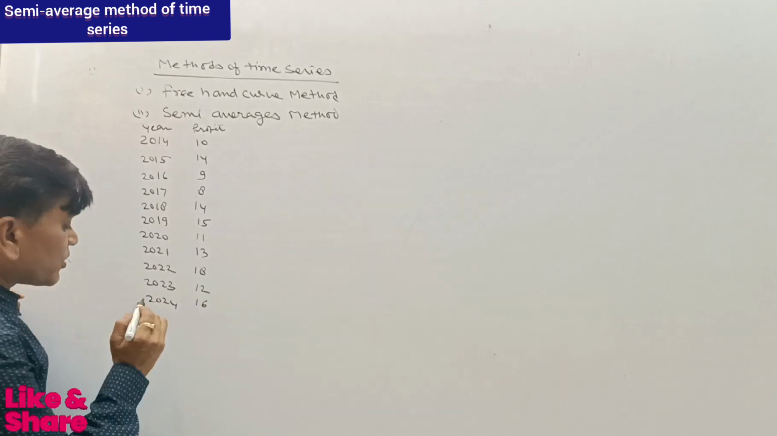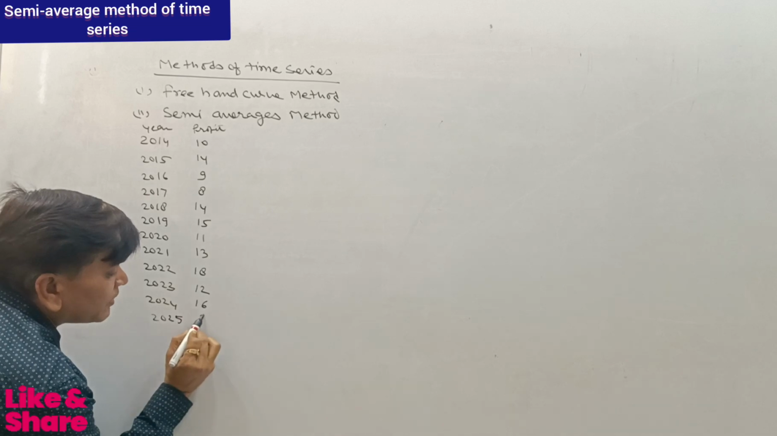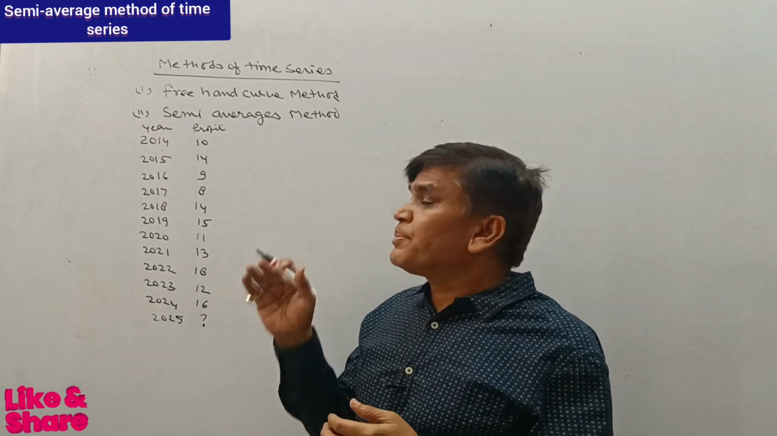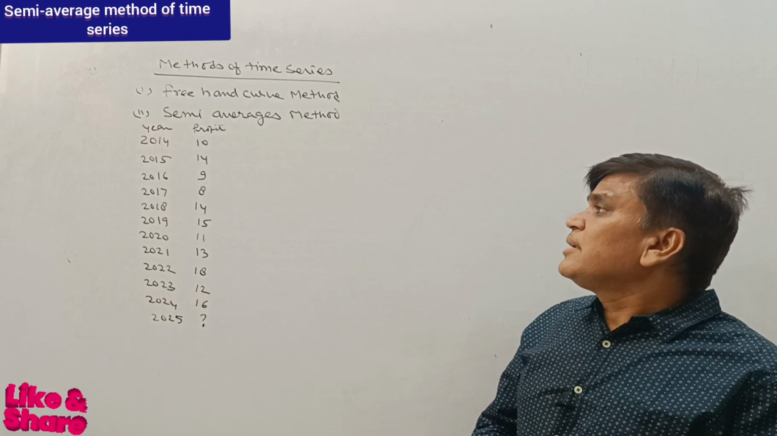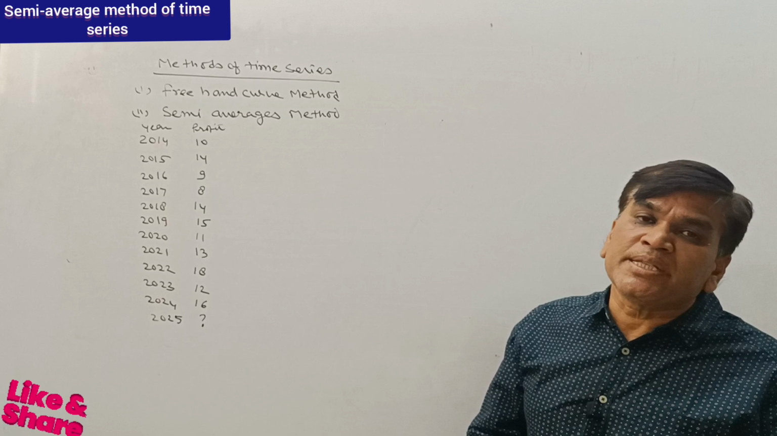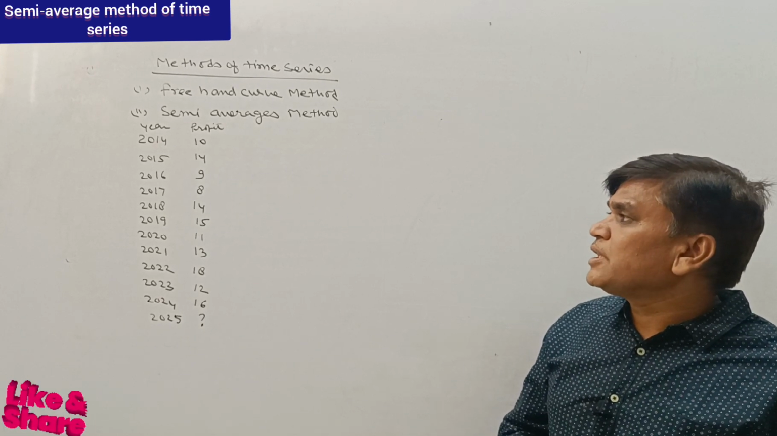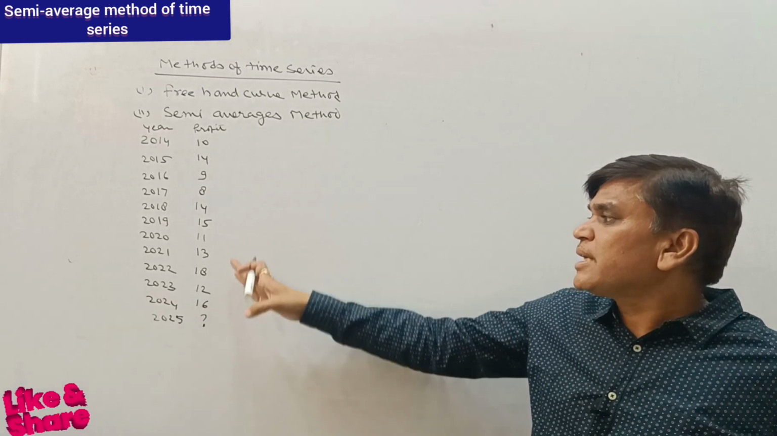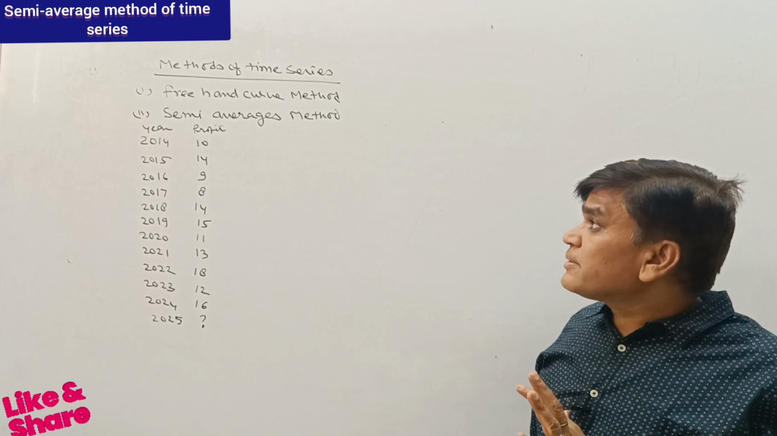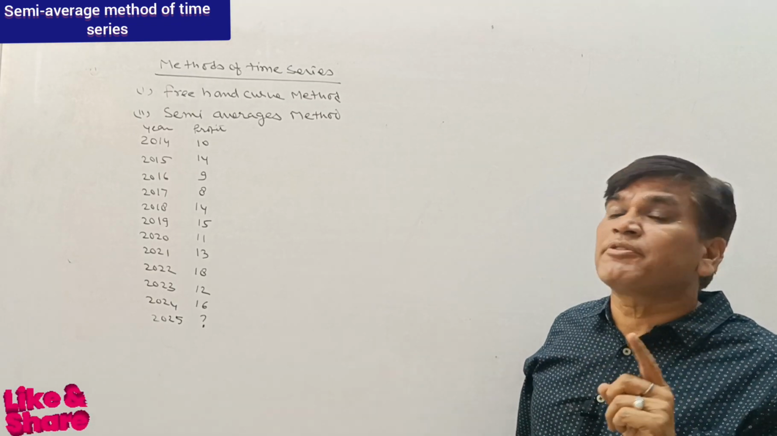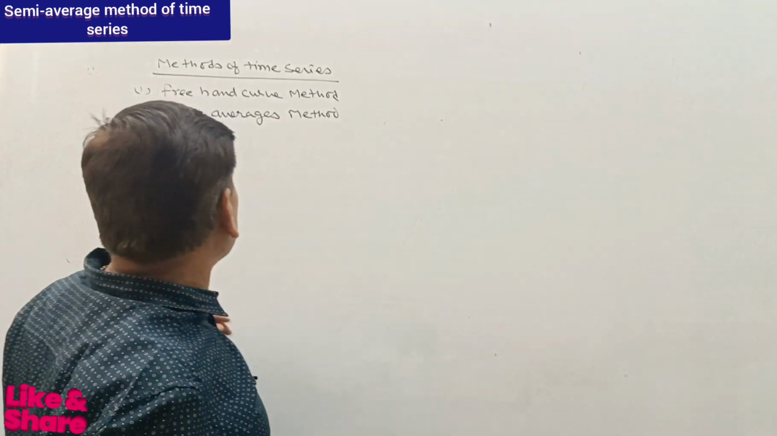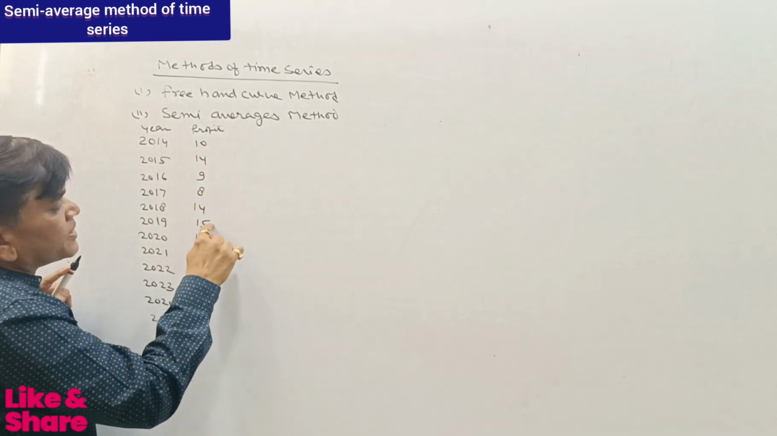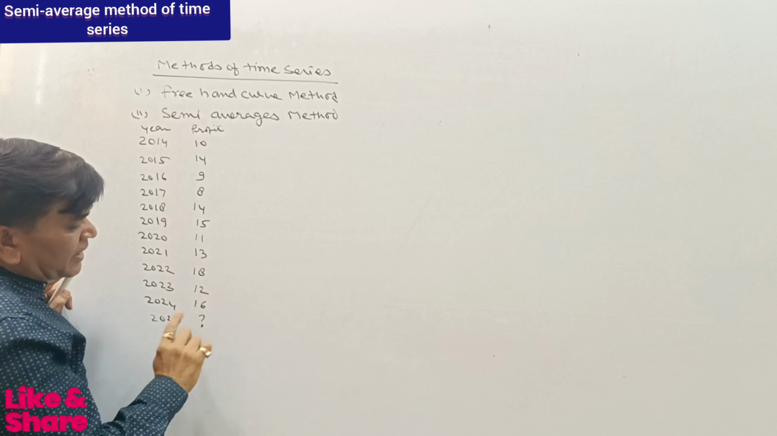And we have to forecast what will be in 2025. So this data of the profit of a company is given. In 2014 the company earned 10,000 crore rupees profit, then 14,000 crore rupees, then 9,000 crore rupees, then 8,000 crore rupees. We now use the second method, the semi-average method. For this, we first check how many data points are there: 1 2 3 4 5 6 7 8 9 10 11, so 11 data points are available.